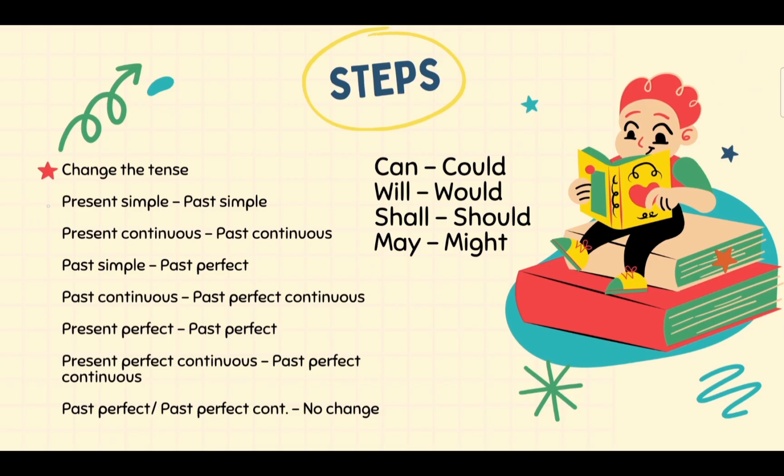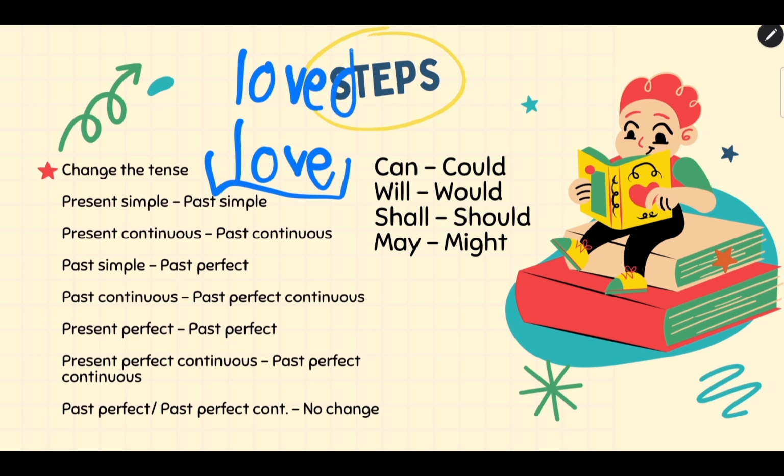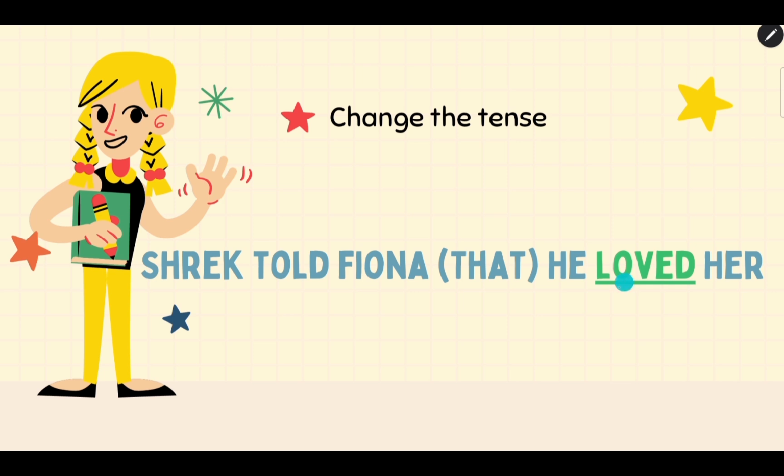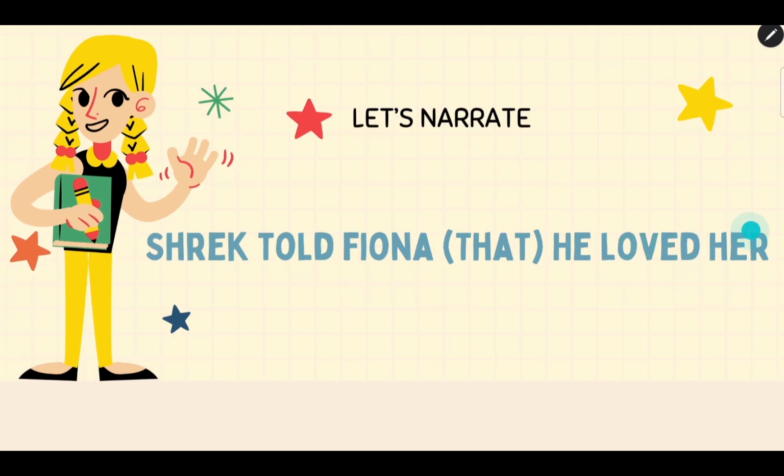Now here we have, if it is in present simple, we use past simple. So what was the action? The action was love. Love is in present simple. What is love in past simple? Very good. Loved. Okay, and now let's continue with the next. We have here loved. And we finish. So now let's narrate it. Shrek told Fiona that he loved her. And that's it, guys. We finished.